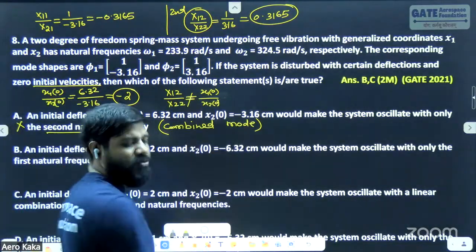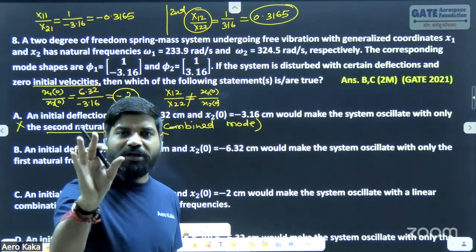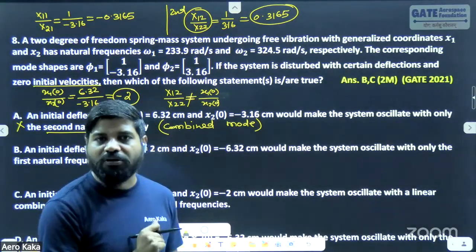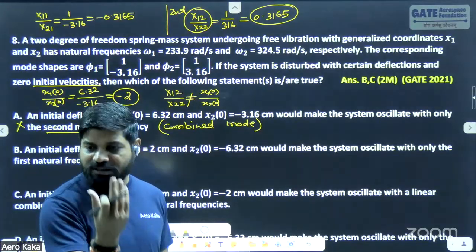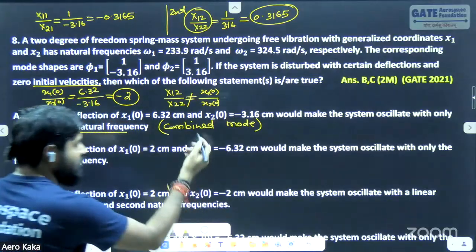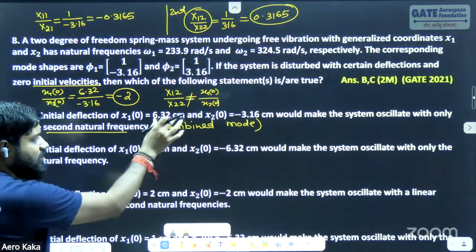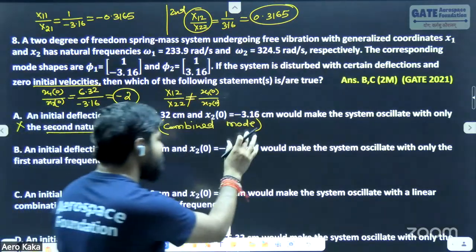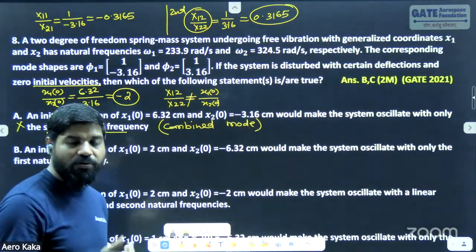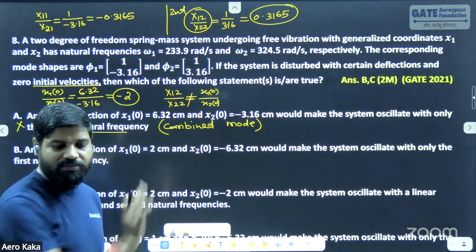Because these two ratios are not matching. Means what? If they match, then only this statement is going to be correct. Otherwise, this is false, or you can say this is not true. But what statement should be true here regarding the given initial displacement? If they are saying it's vibrating in the combined mode, or in the linear combination of first and second mode, then this statement is correct.